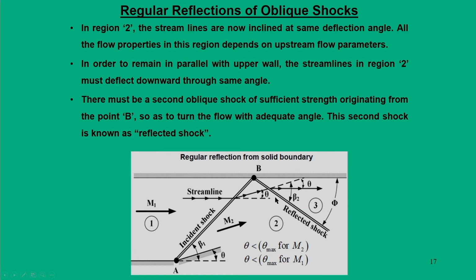This is what I have exactly mentioned, that in region 2 the streamlines are now inclined at the same deflection angle. All the flow properties in the regions depend on the upstream Mach number parameters. For the flow to remain parallel to the upper wall, streamlines in region 2 must be deflected downward through the same angle. So, there must be a second oblique shock of sufficient strength that must originate from point B, so as to turn the flow through an adequate angle, and this second shock is known as the reflected shock.